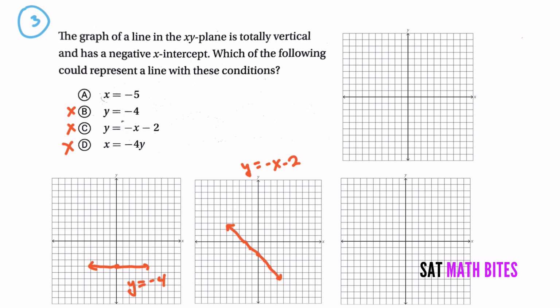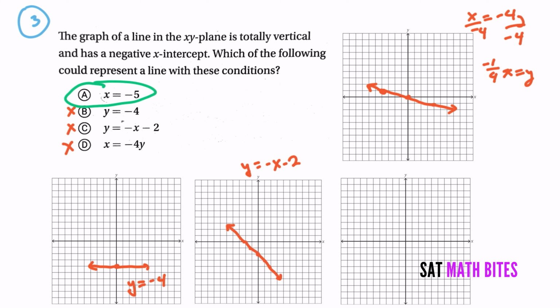If we look at the next one, x equals negative 4y, divide both sides by negative 4, so we'll get negative 1/4 x equals y. So the y-intercept is 0, and then the slope is negative 1 over 4. So this graph looks like this. You can see it's not vertical, and the x-intercept is not negative. The x-intercept is actually 0.